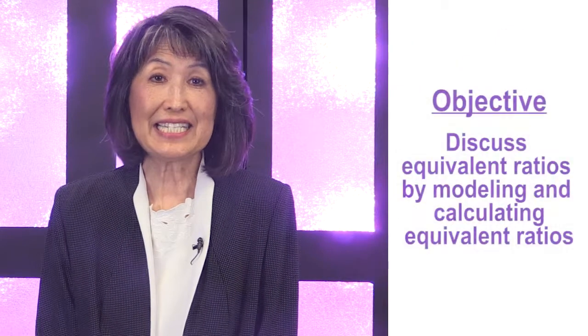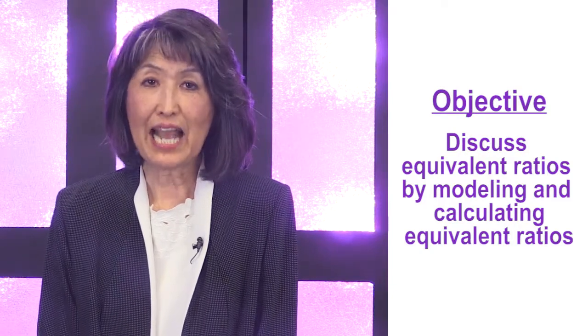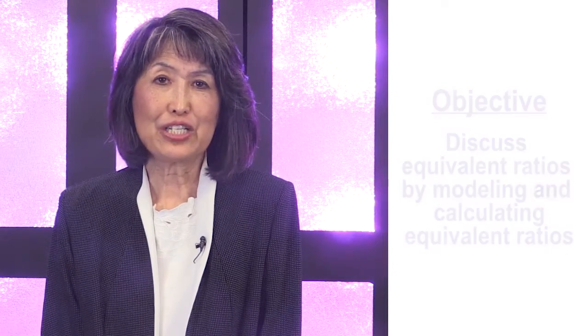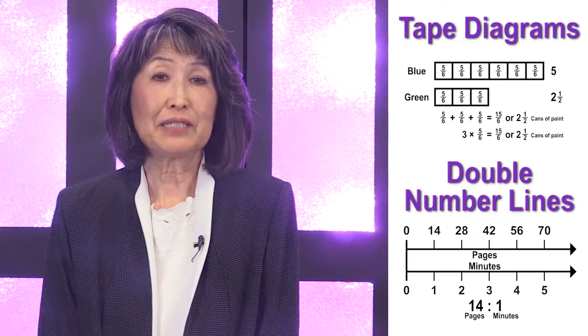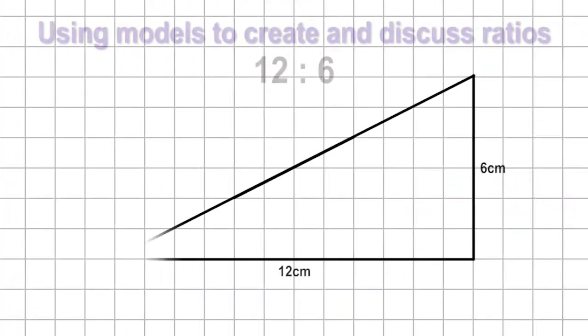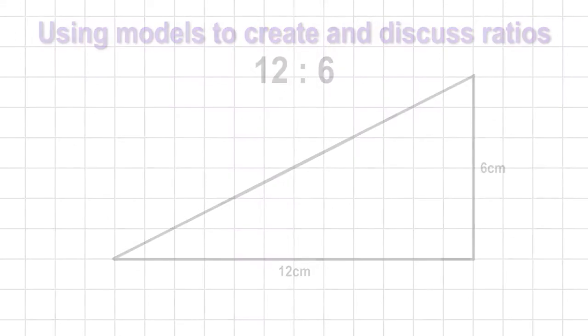The objective of this lesson is to discuss equivalent ratios by modeling and calculating equivalent ratios. In previous lessons, students solved ratio problems using tape diagrams and double number lines. In this lesson, students will model ratios on graph paper, creating ramps, and use the models they create to discuss equivalent ratios. What do we know about ramps?